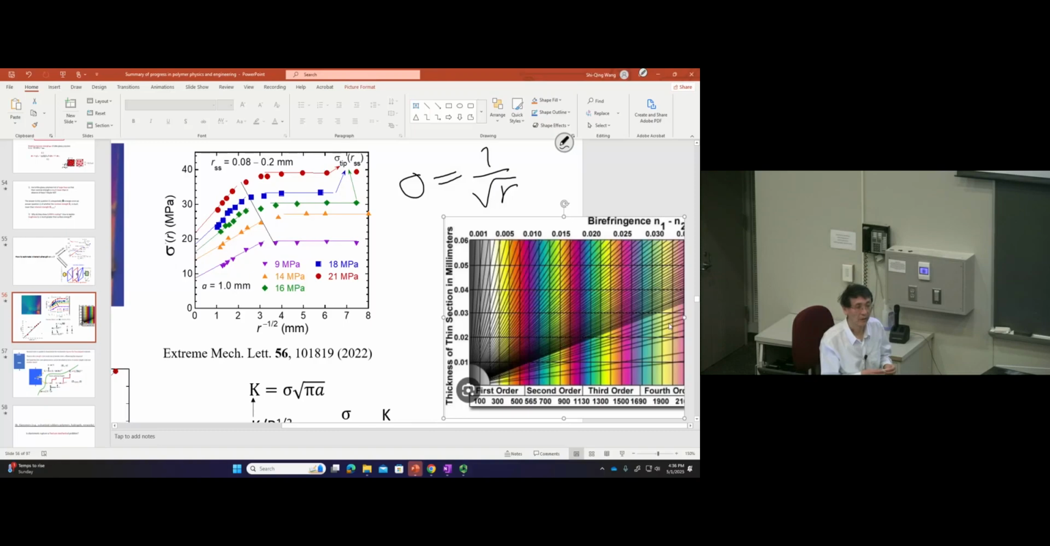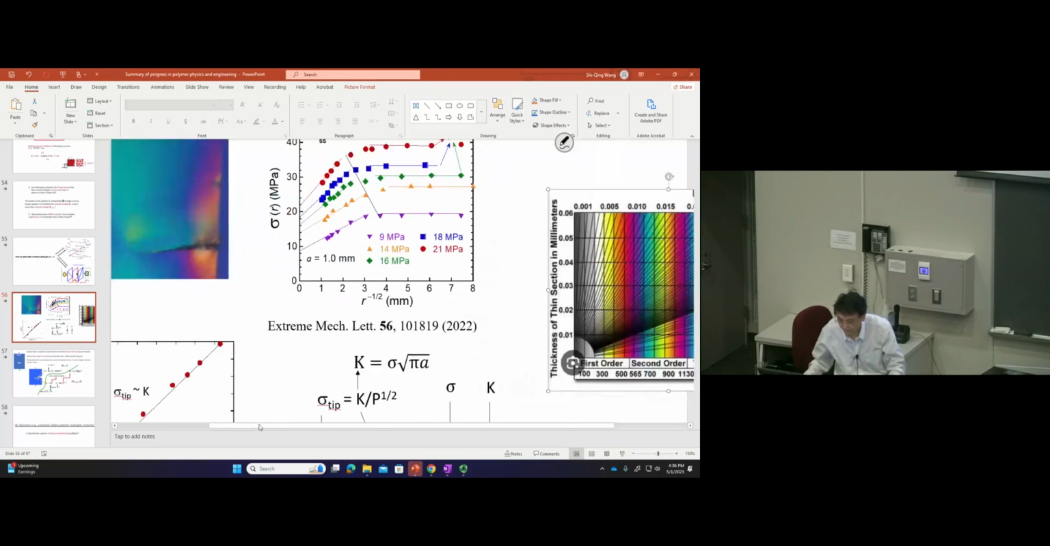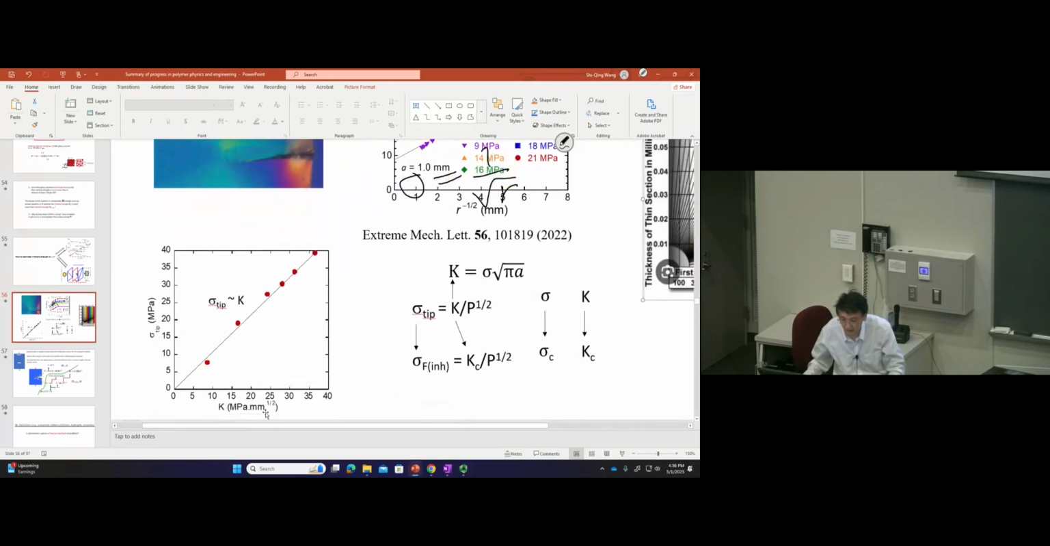And to make the story more amusing, what does saturate really mean? You can read the tip stress, number one. And you find this tip stress simply increases as you load more, meaning that the tip stress actually is growing linearly with the nominal stress, which you can express as K being sigma times the square root of a. And this result works all the way to the point of fracture. What is this?